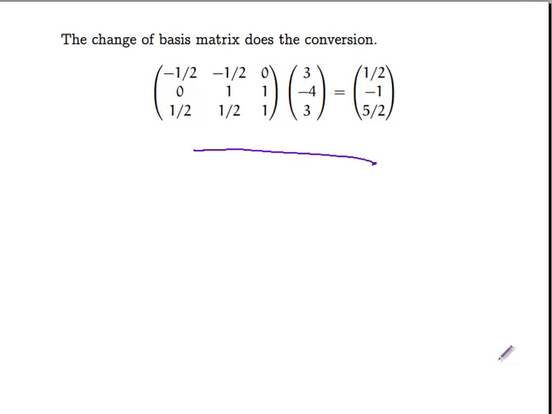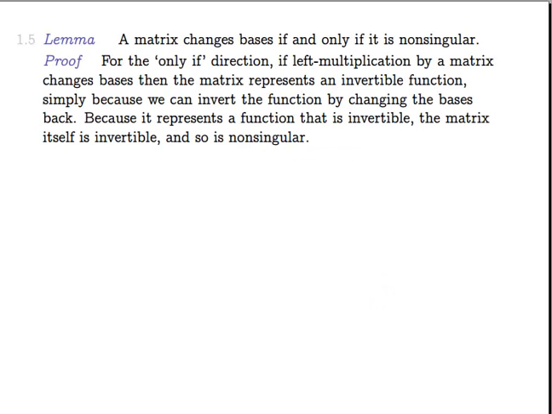All right, next let's consider the question, what types of matrices can be change of basis matrices? Okay, so we have this lemma that says that a matrix is a change of basis matrix if and only if it's non-singular. In other words, if I have a non-singular matrix, I can find two bases such that this matrix serves as the change of basis matrix for those two bases. On the other hand, if I do have a change of basis matrix, it must be non-singular.